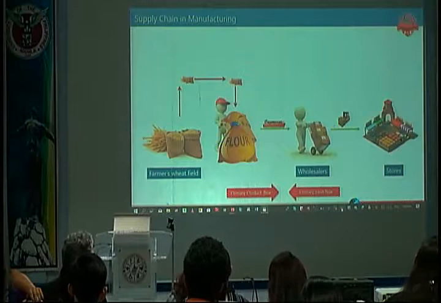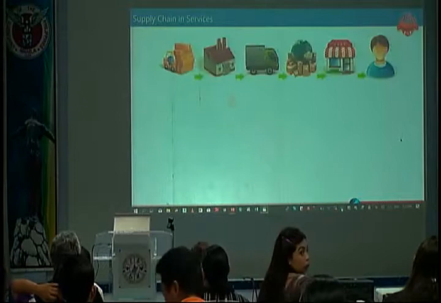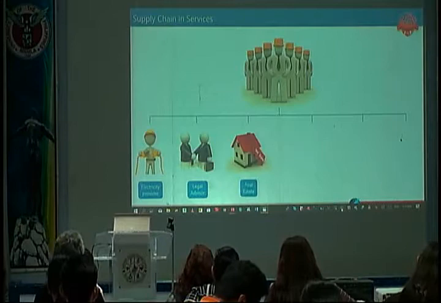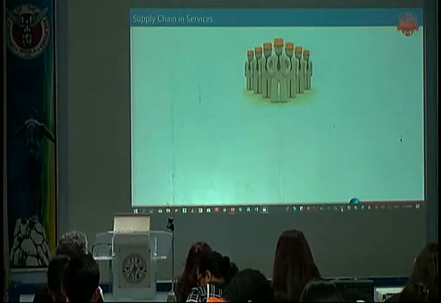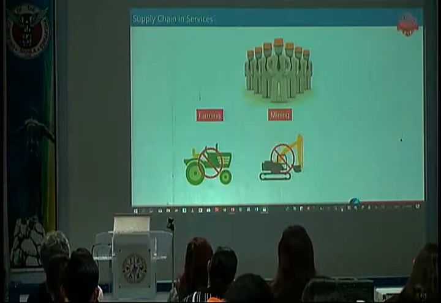Supply chain in services. Initially, the supply chain model was developed for manufacturing, but the service industry has supply chains too. A few examples of service industries are electricity provider, legal advisor, real estate, construction, software house, and even the federal government. In its broadest sense, service industries include all organizations except farming, mining, and manufacturing.